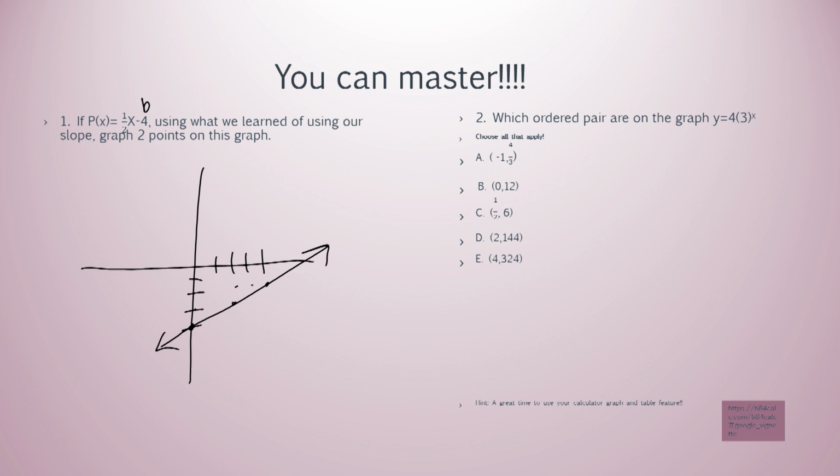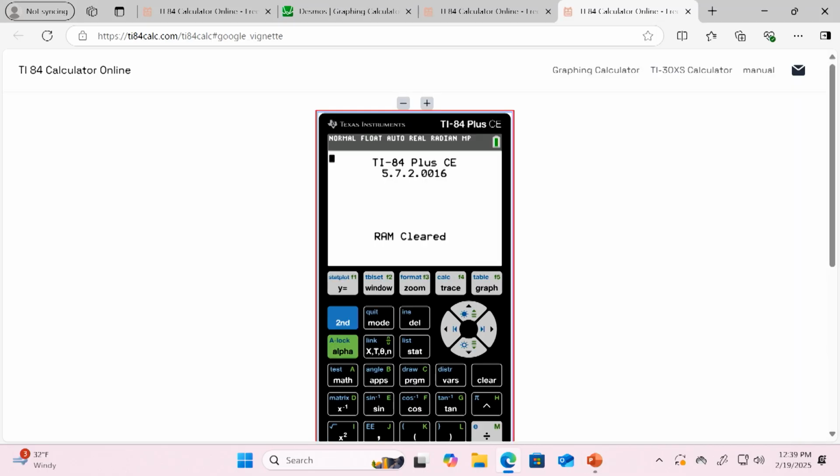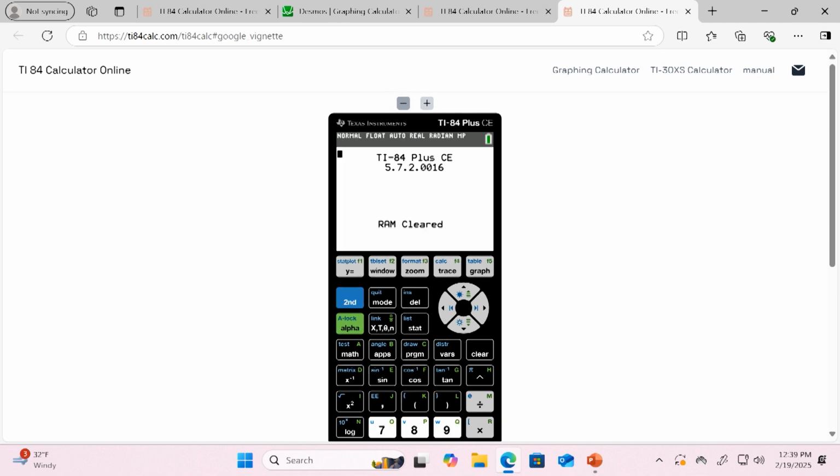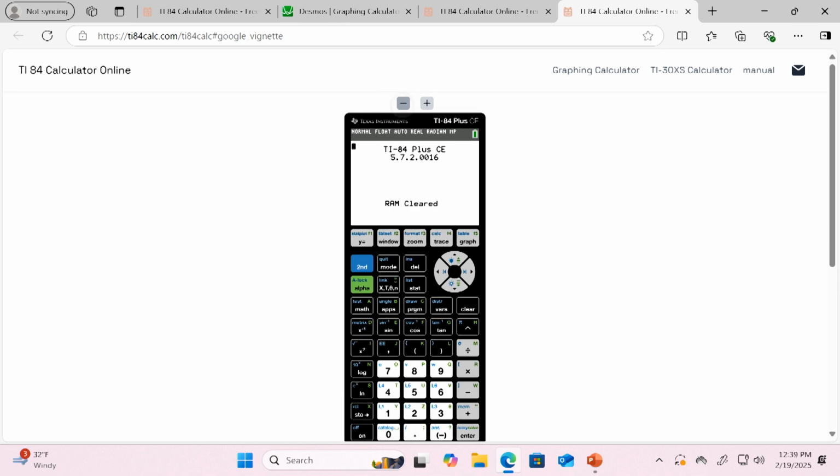Let's look at number 2. Which ordered pairs are on this graph? Now, Ms. Killen, that looks a little different than what we've been doing. You're right, but we have our calculator. Let's look at this calculator skill. Everybody pull up your calculator, and I want us to plug this into our calculator. I'm going to pull mine up here. Here's my calculator. It looks something similar to yours.